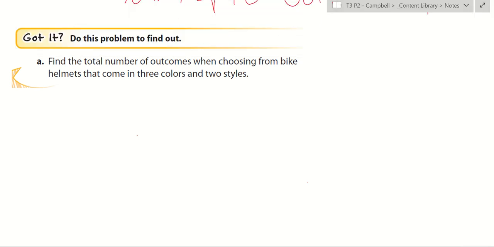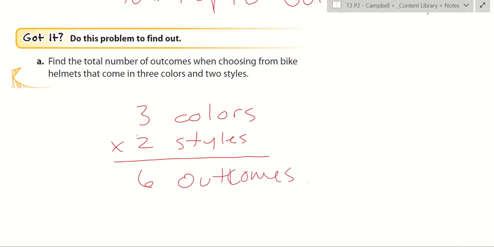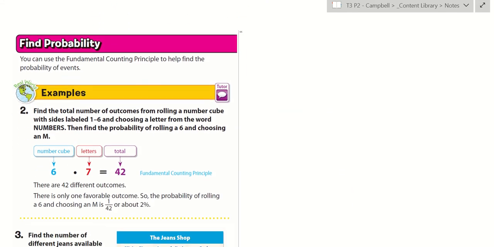Got It A says find the total number of outcomes when choosing from bike helmets that come in 3 colors and 2 styles. If you have 3 colors and 2 styles to choose from, we can multiply that together and find out that we have 6 total outcomes. Hopefully you got that correct.